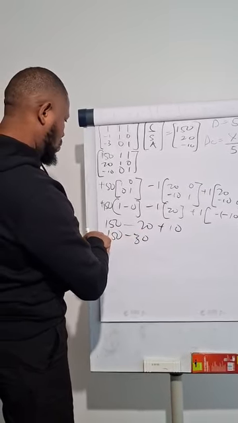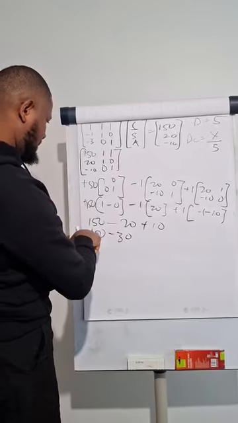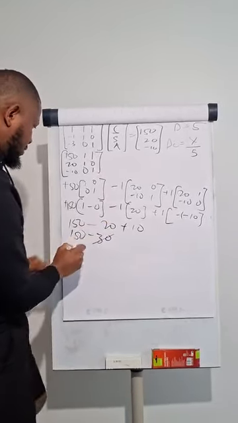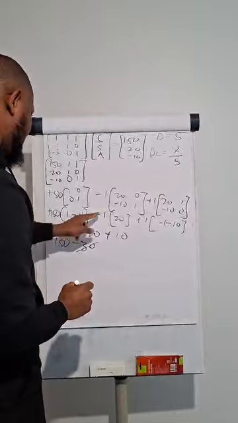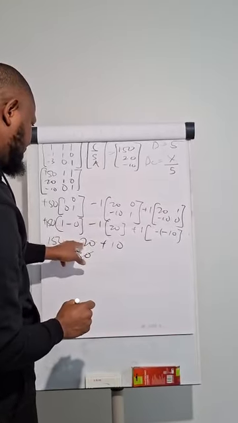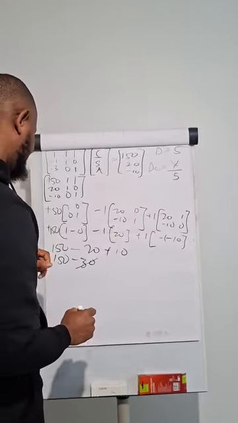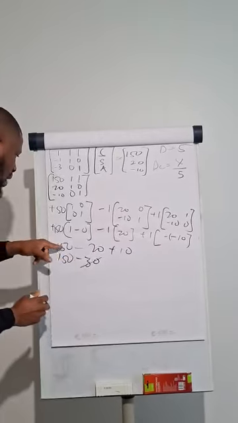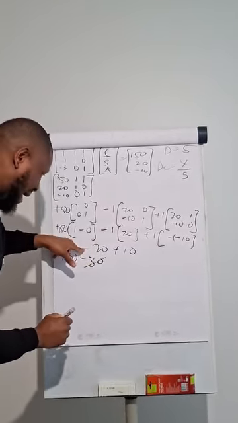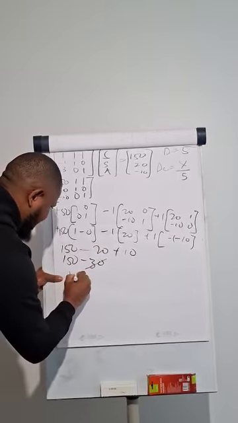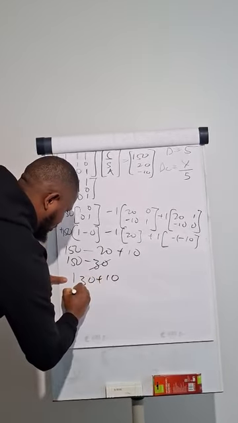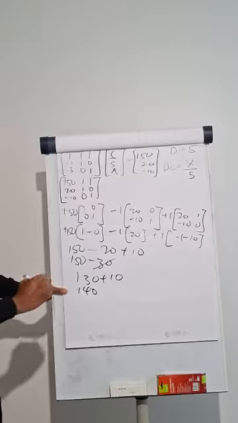So 150 minus 20 plus 10. First we start with 150 minus 20, which is 130, plus 10, which is equal to 140. Yeah, this is the correct answer.